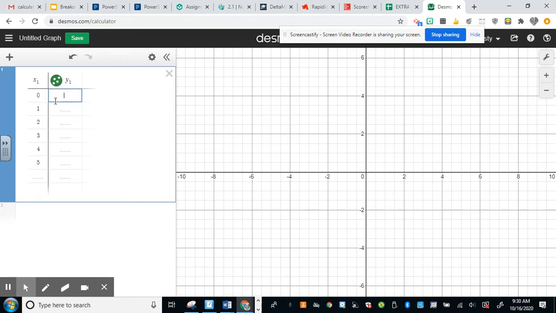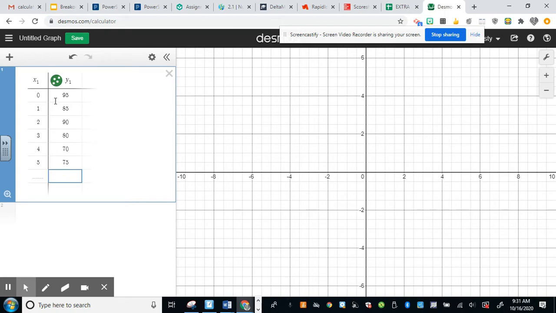And then the y values are 95. That means a person with 0 absences would be expected to have a 95 average. Then it goes to an 85 with 1, back up to a 90, so it's not perfectly linear. Here we have an 80, a 70, and a 75.